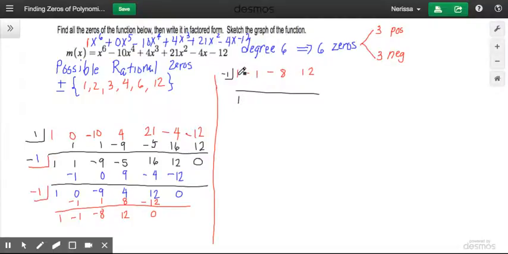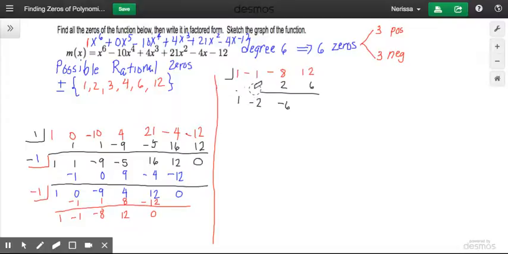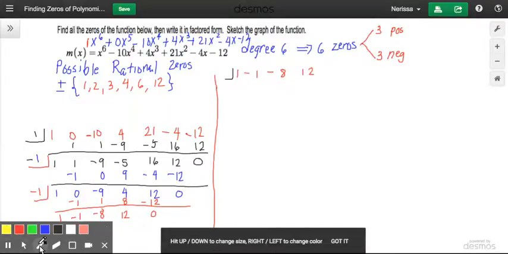So let's see. So bring down 1. 1 times negative 1 is negative 1. Negative 1 minus 1 is negative 2. Negative 2 times negative 1 is positive 2. And this is negative 6. Negative 6 times negative 1 is 6. It's not going to give us a 0. Therefore, negative 1 is just a double 0. It's not a triple 0. All right, so let's try something else. So we have tried 1 and negative 1.